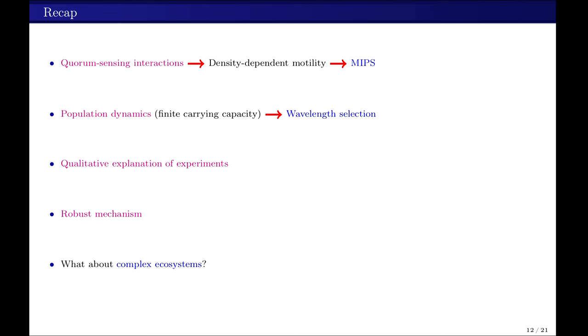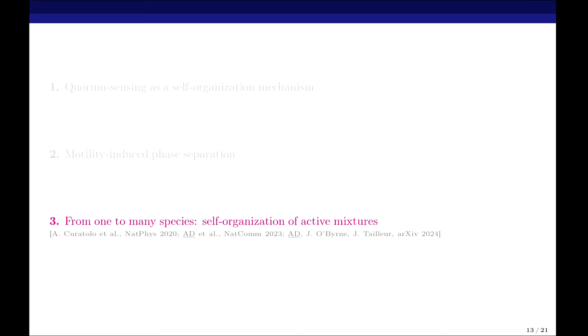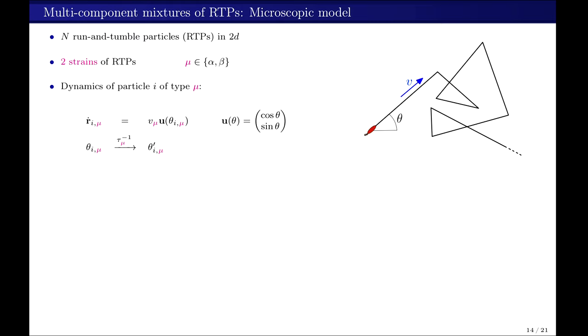All right. So now I would like to tell you something about what happens when you have multiple species living together, so complex ecosystems. And that has been the focus of my PhD work. So I would like to discuss the self-organization of active mixtures. We'll start with basically the same model as before: run and tumble particles in 2D, for instance.